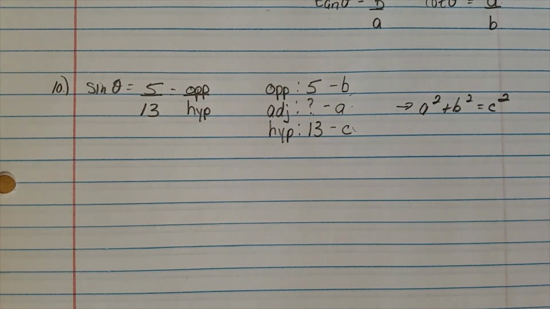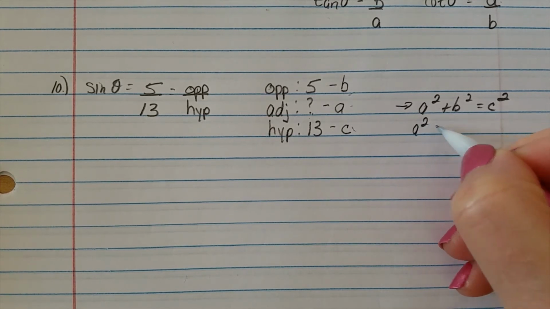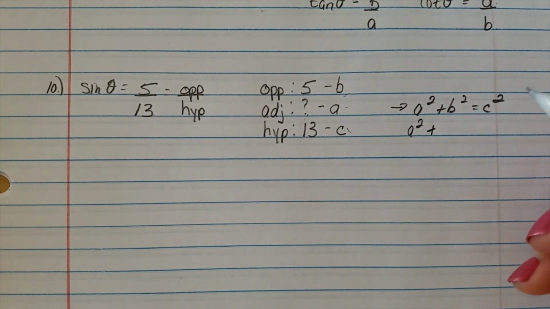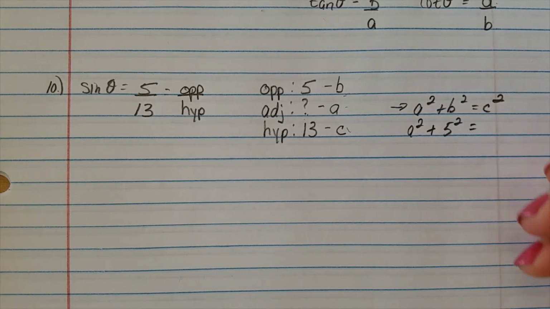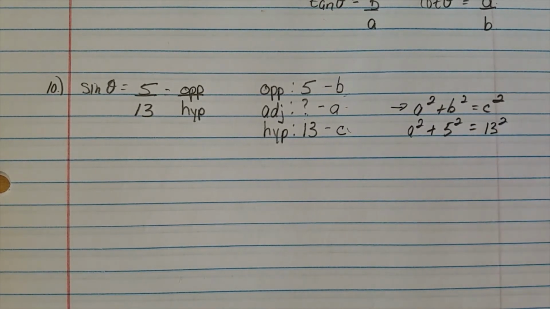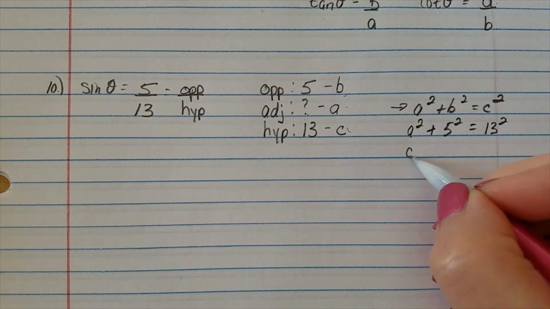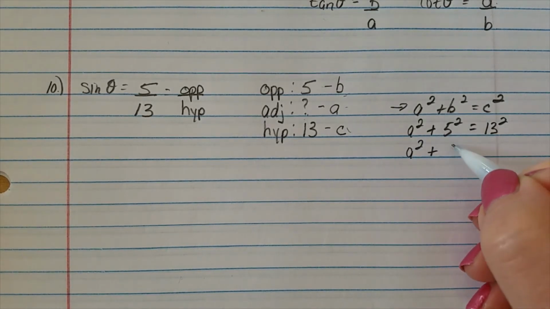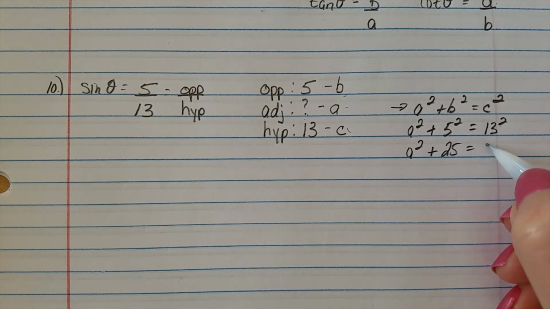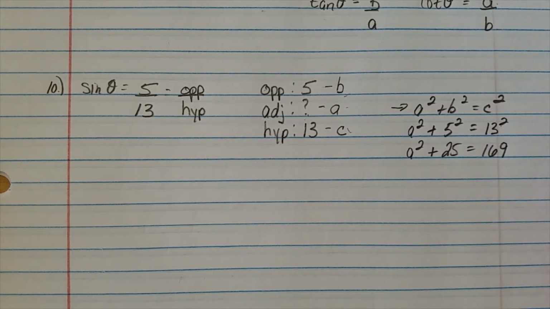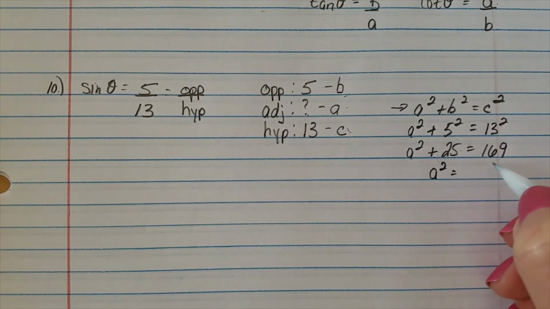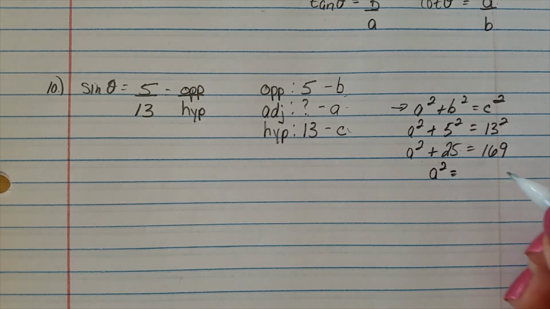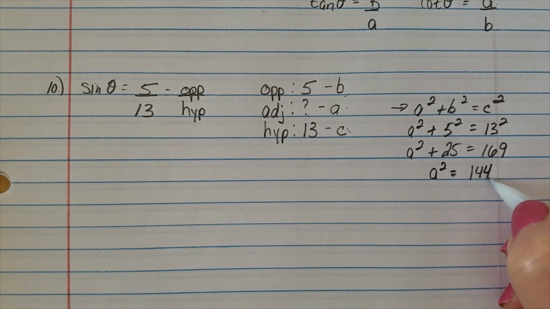So let's plug in what we've got. We don't know A squared. B is 5, so that is 5 squared, and C is 13, so we have 13 squared. Let's simplify. 5 squared is 25. 13 squared is 169. I'm going to solve for A, so next step is to subtract. This is addition, we'll do the opposite. We're going to subtract 25 from both sides. 169 minus 25 is 144.